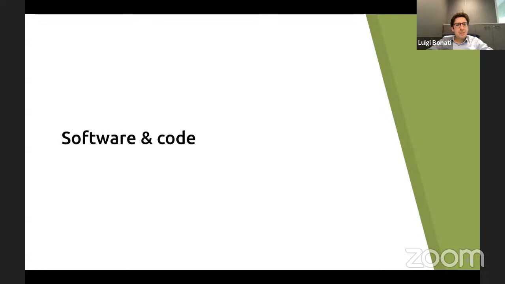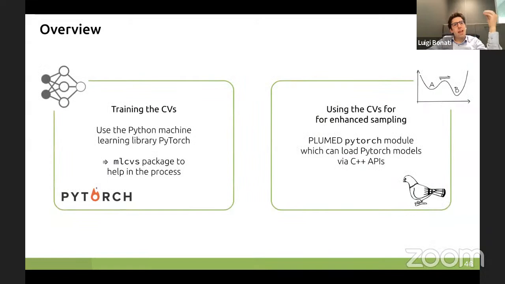Okay, so the idea is, in this talk I show you how we can design some data-driven collective variables, so we can learn the CVs directly by analyzing the data. But a crucial point of this work is that we also want to use these variables to enhance the sampling. So we need to put them back into, for instance, the PLUMED software, to feed them as arguments of metadynamics, OPES, or any other umbrella sampling or whatever.